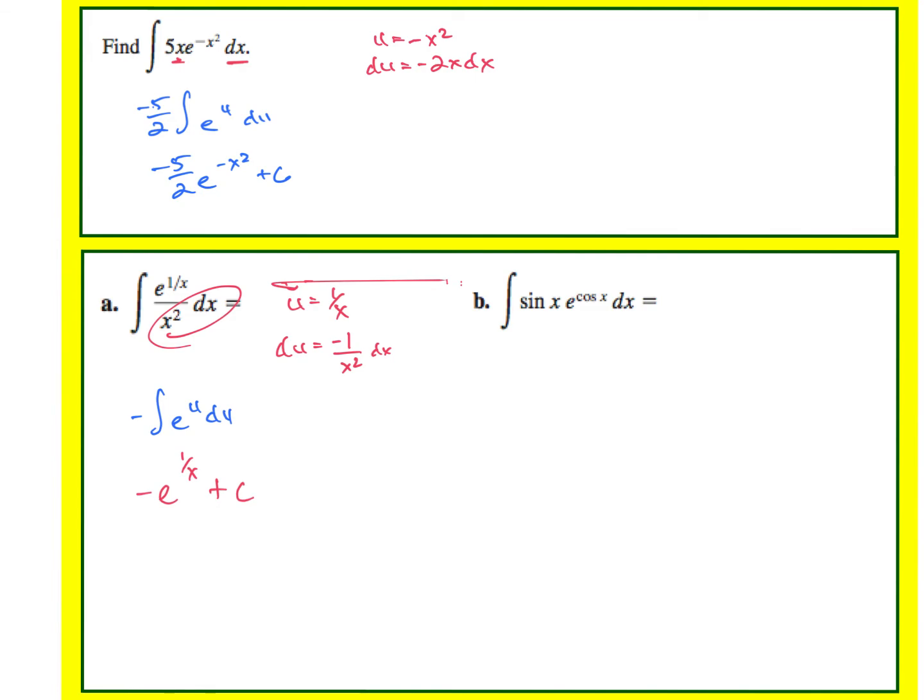All right, let's look at part B now. What could I make my u? Cosine x. So if I make my u cosine x, what would be my du? Negative sine x dx. Did it cover what I needed it to cover? Yes, it's not perfect though, so what needs to be brought out front again? A negative. So now I have a negative e to the u du. And what would I end up having now? Negative e to the cosine x plus c.